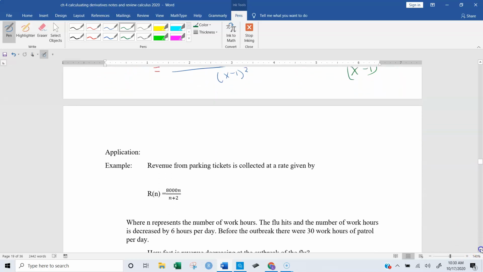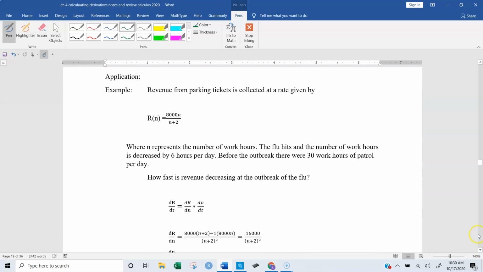Not too bad. Okay, application. We have revenue from parking tickets collected at a given rate of R(n) is 8n over n plus 2. So this is our revenue function, and n represents the number of working hours. Flu hits, or COVID, who knows what, and the number of working hours decreased by 6 hours a day. Before the outbreak, there were 30 working hours of patrol per day. How fast is revenue decreasing at the outbreak of the flu?